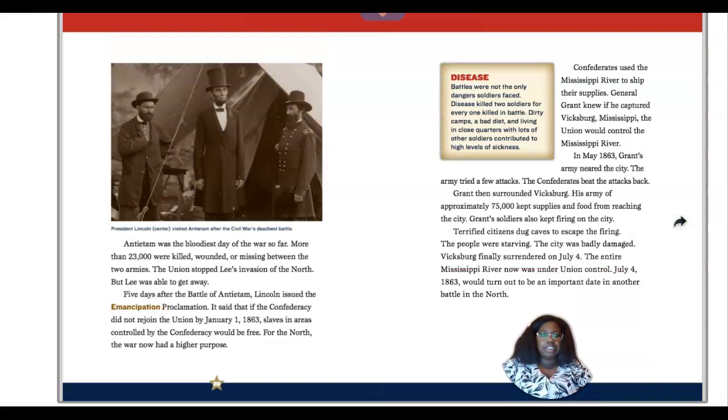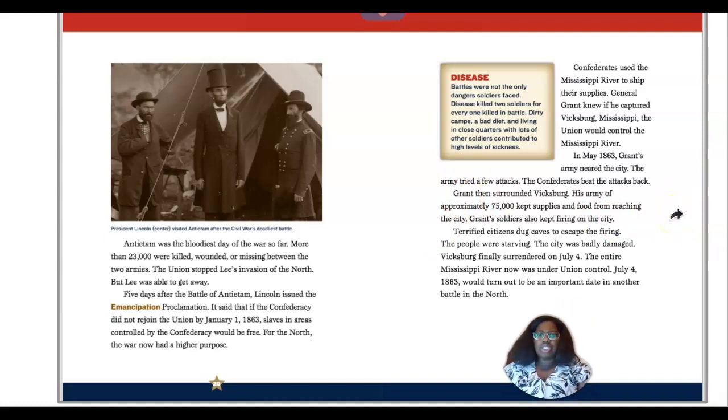All right, so President Lincoln, who is in the center right here, visited one of the places after the Civil War's deadliest battle. So he looks a little angry. So I'm thinking maybe a few soldiers were lost, killed, where more than 23,000 were killed, wounded, or missing between both armies. All right, here is a picture of some of the equipment that was used.